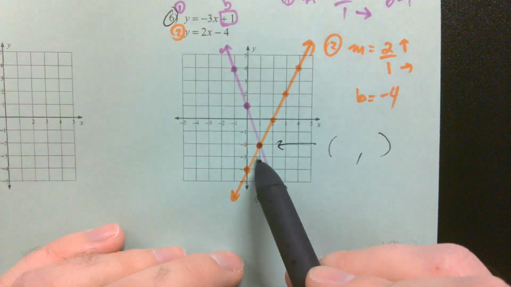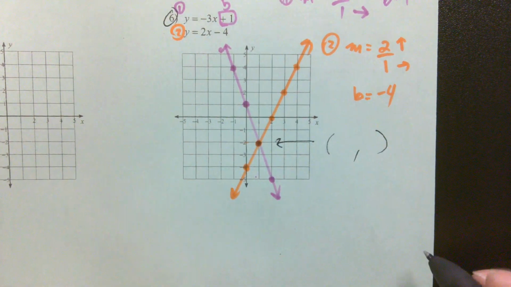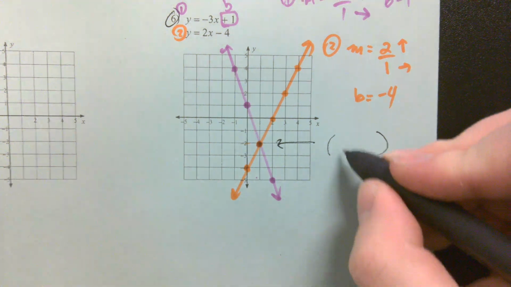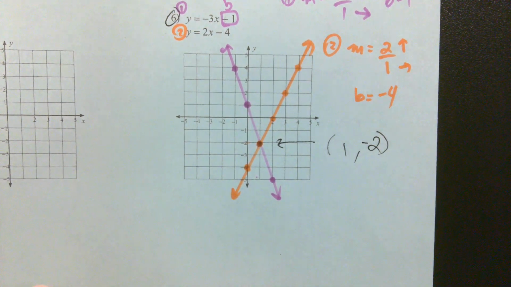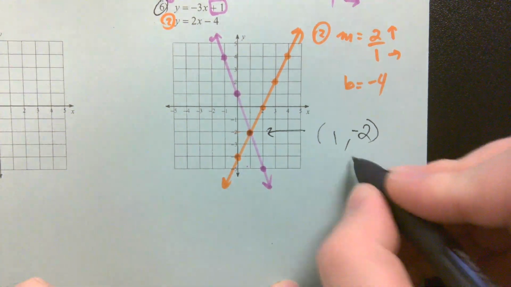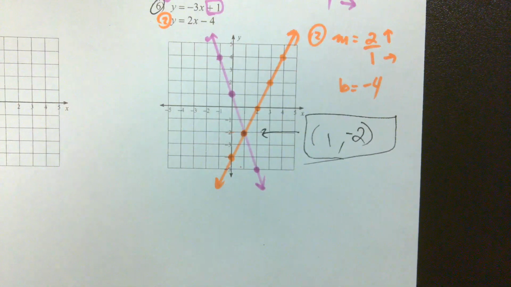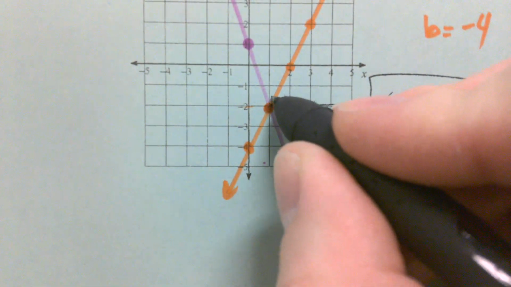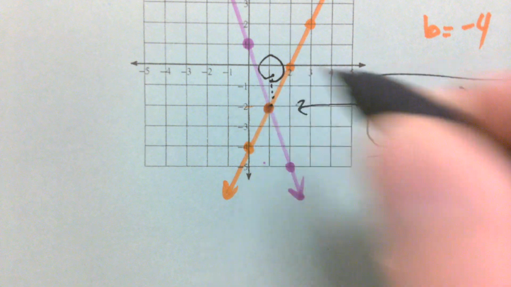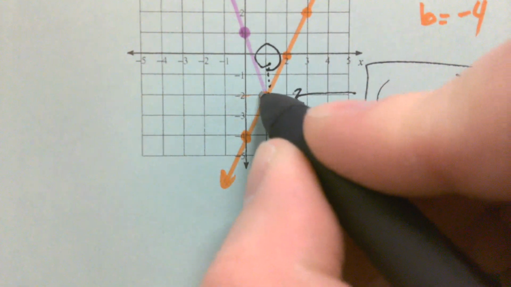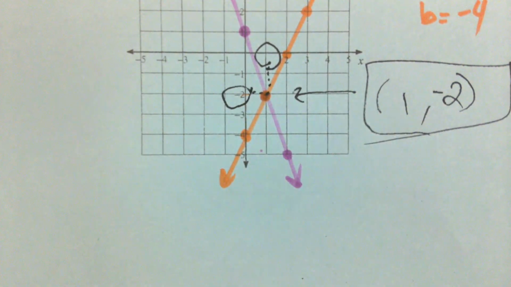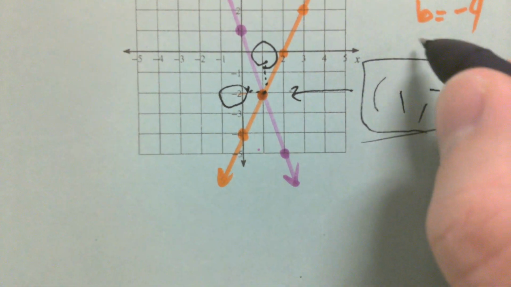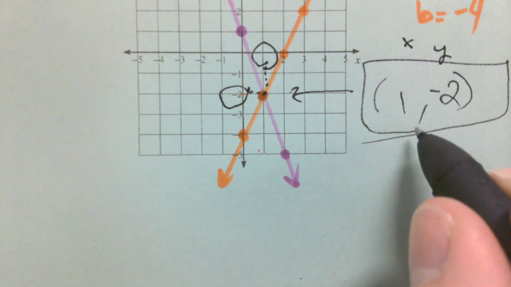What are the coordinates of this solution here? Anyone got the coordinates there on number 6? 1, -2. Beautiful. I heard a couple of you, thank you. 1, -2 is our solution. How do we find that solution? Well, we look up, in this case, at the x-axis. We land at 1. And we look over to the y-axis, we land at -2. So my solution, x, y, is 1, -2.